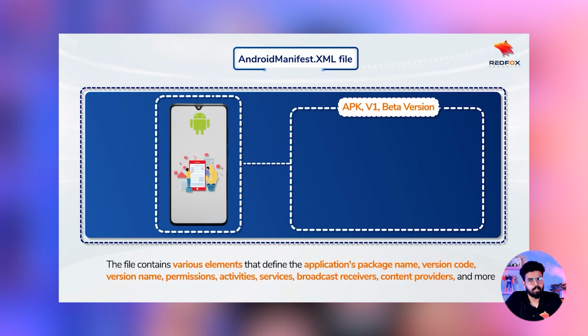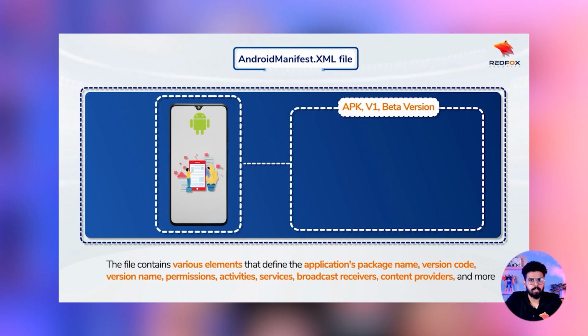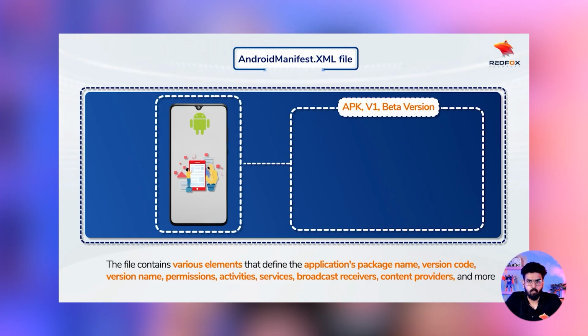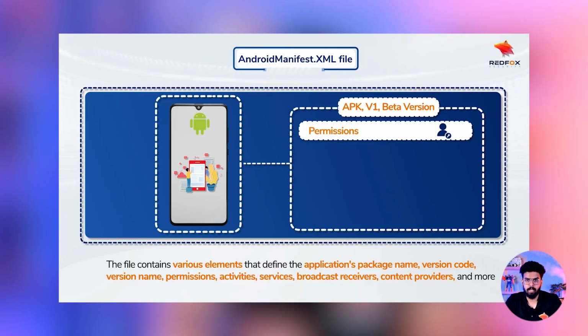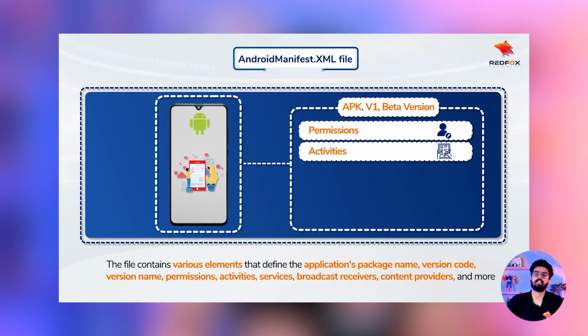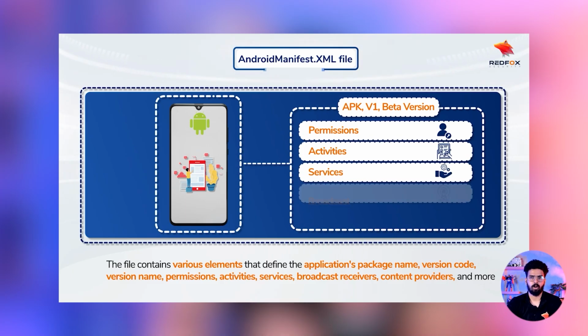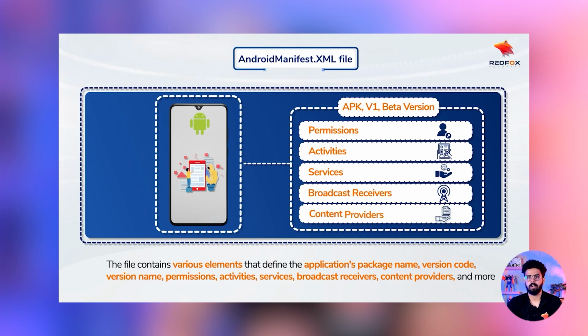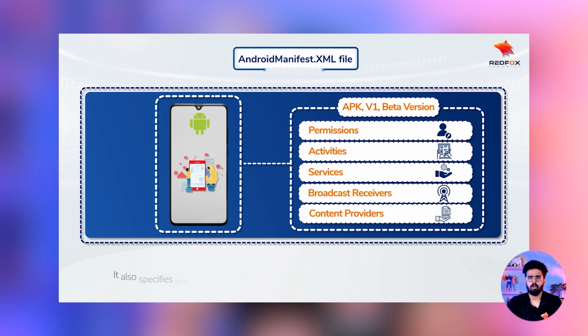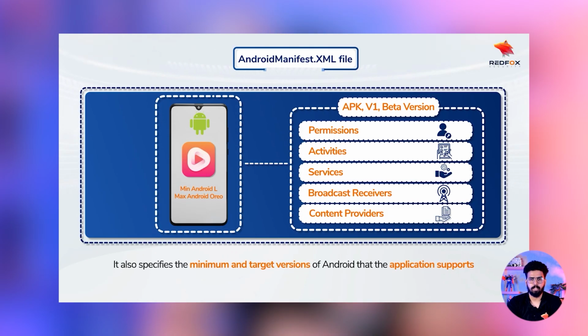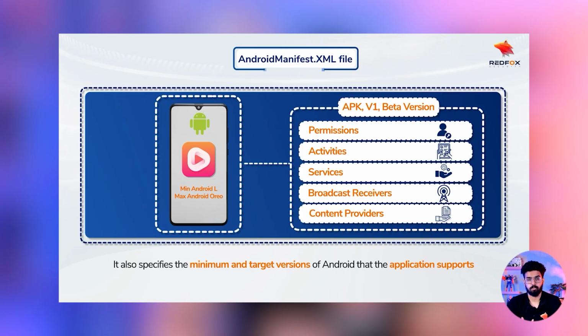The file contains various elements that define the application's package name, version code, version name, permissions, activities, services, broadcast receivers, content providers, and more. It also specifies the minimum and target versions of Android that the application supports.